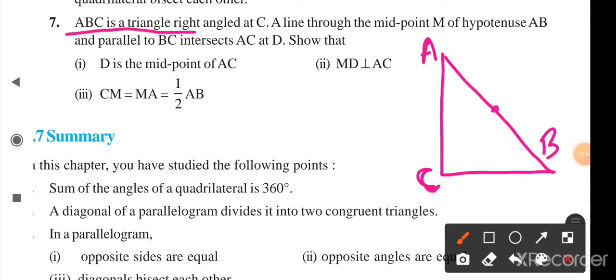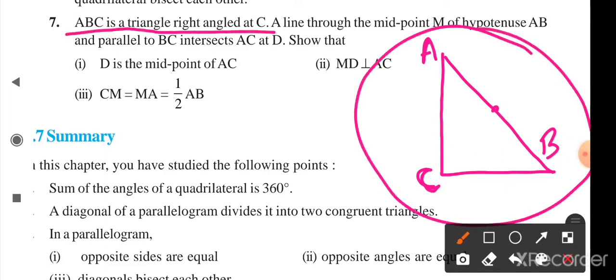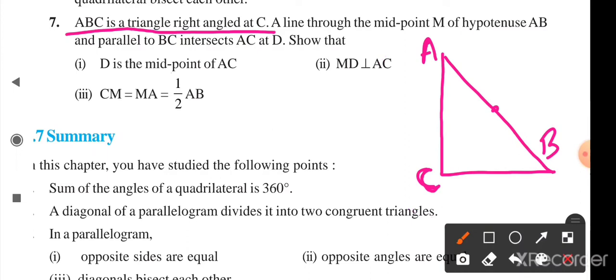ABC is a right angle triangle at C. You can see that I have just drawn this. ABC is a right angle triangle at C. A line through the midpoint M of the hypotenuse is parallel to BC. You can see that the line which is parallel to BC, I have drawn it, and this intersects the AC line at D. So you have to prove the first part.